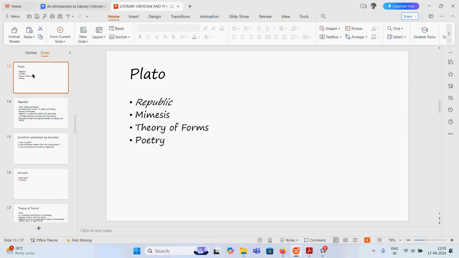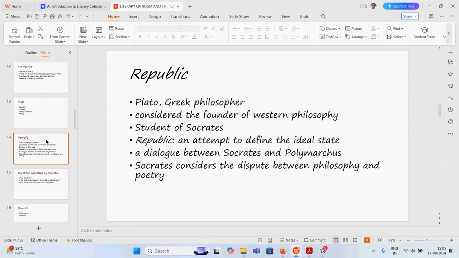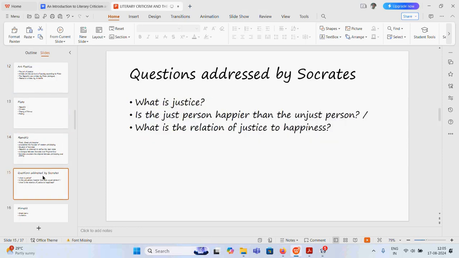These are the ideas revolving around Plato that are a part of your syllabus. These are all that we have discussed so far. Apart from having a look at what is literary criticism, what is literary theory, we also looked at Plato and his contribution to criticism.